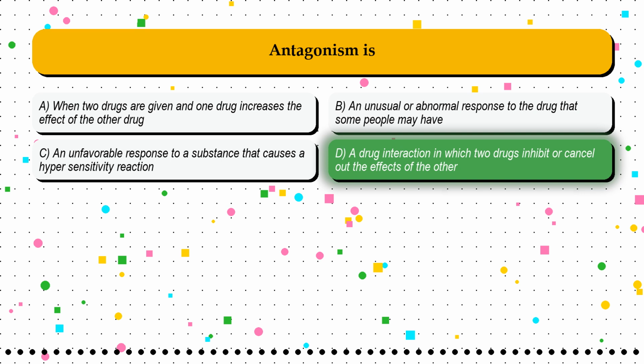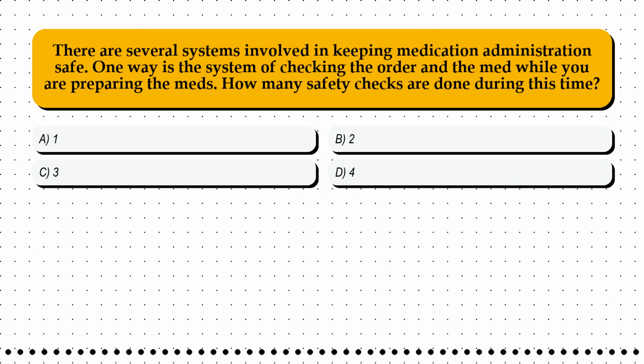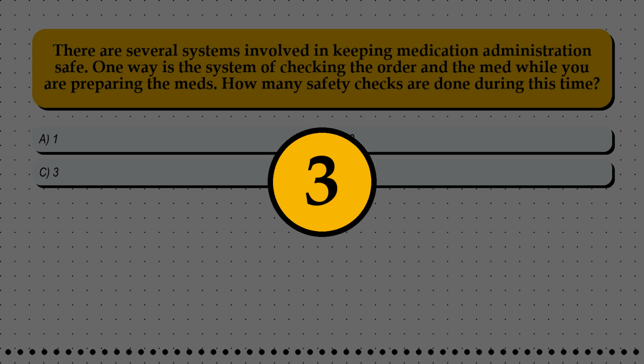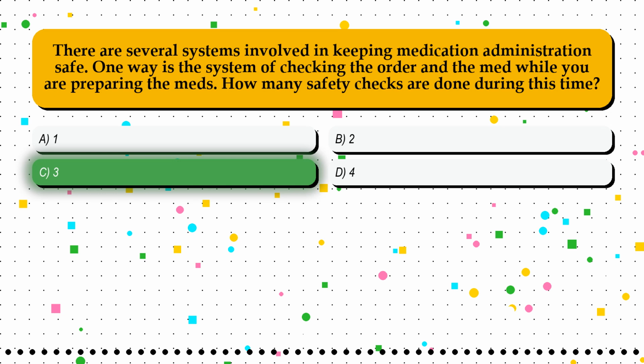The correct answer is option D, a drug interaction in which two drugs inhibit or cancel out the effects of the other. Question 223. There are several systems involved in keeping medication administration safe. One way is the system of checking the order and the med while you are preparing the meds. How many safety checks are done during this time? Option A, 1. Option B, 2. Option C, 3. Option D, 4. The correct answer is option C, 3.